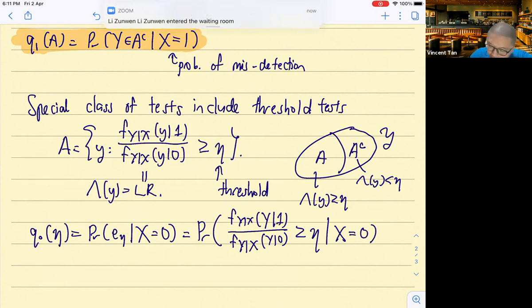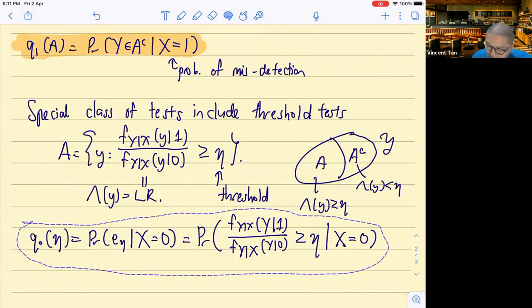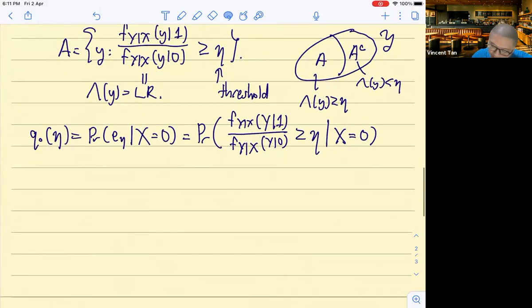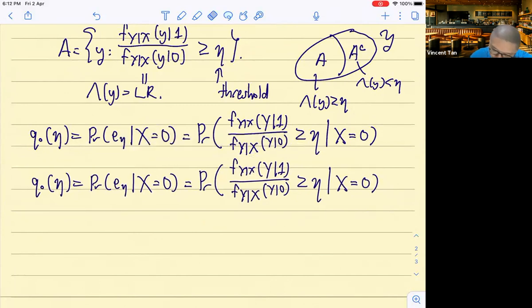And so this is the probability of error, basically the false alarm error, if we make use of a particular threshold test with threshold given at eta. In a similar way, we can define the misdetection if I just replace this inequality here in this particular way, less than eta. So for threshold tests, we make use of this notation. We just replace the set A with eta. This is then understood to mean that we are using threshold tests.